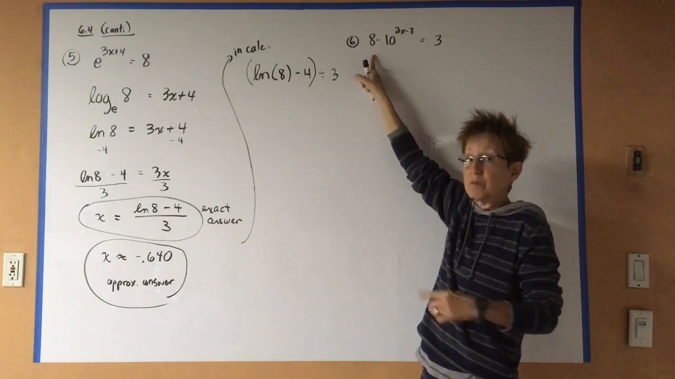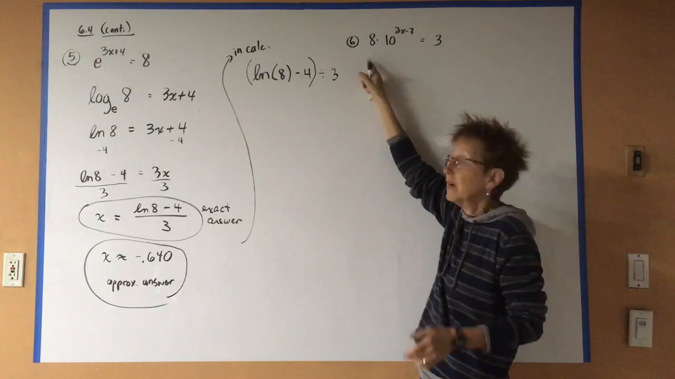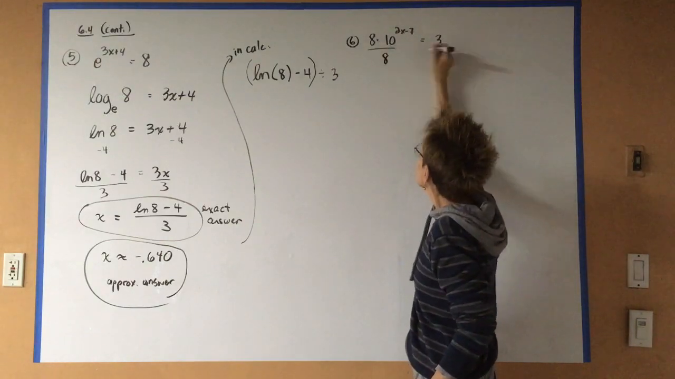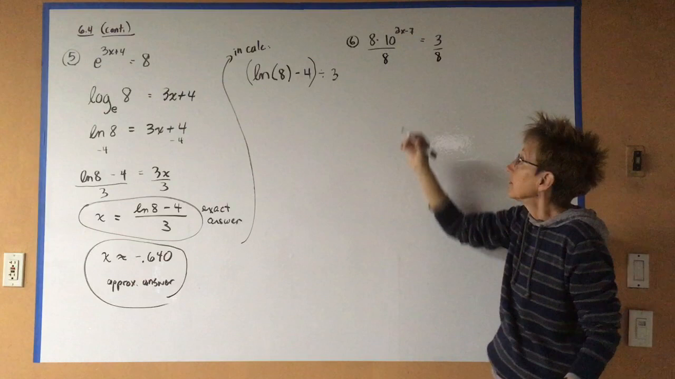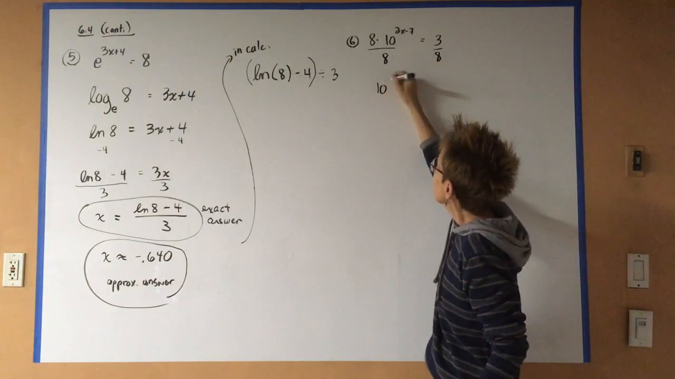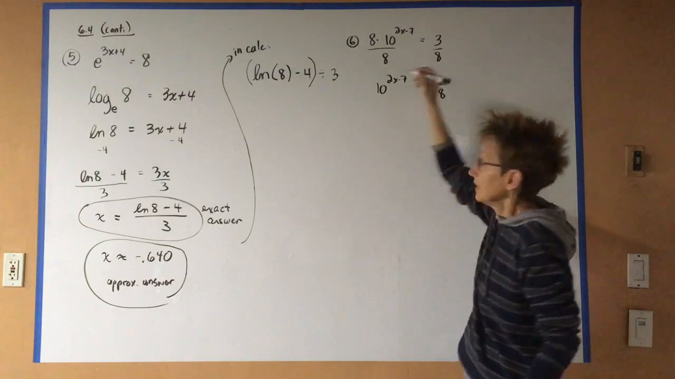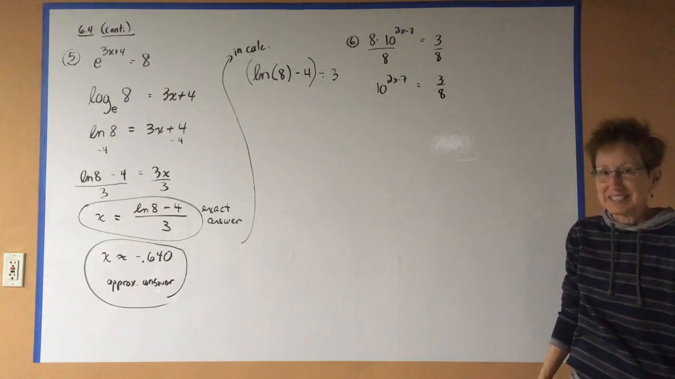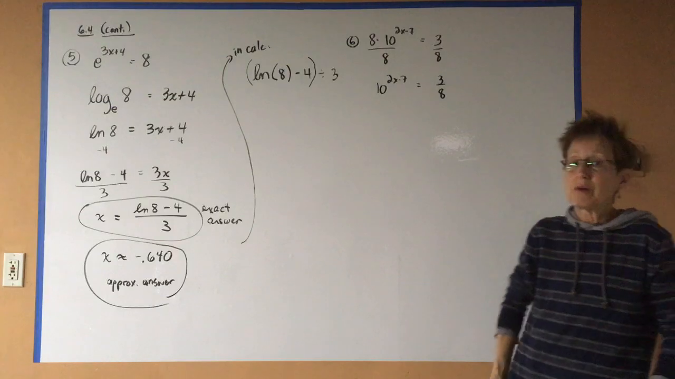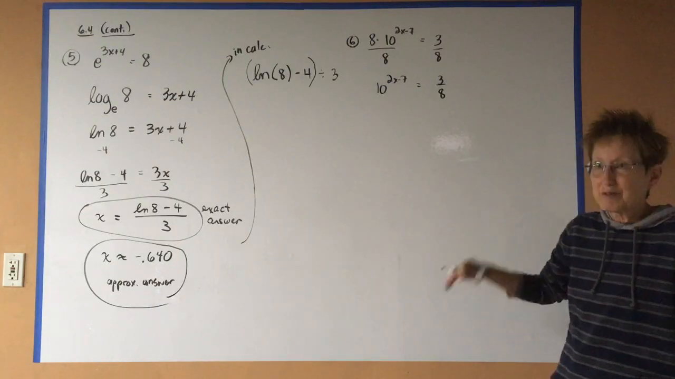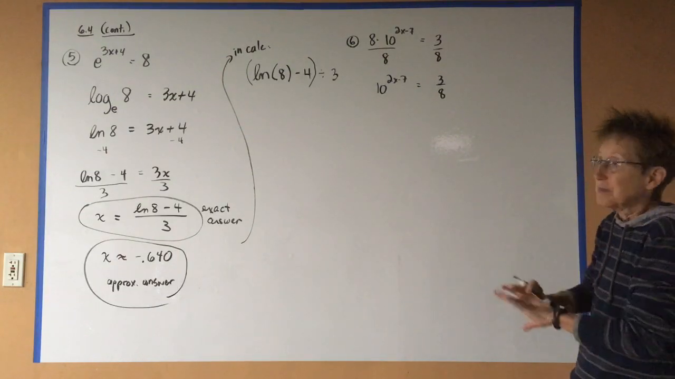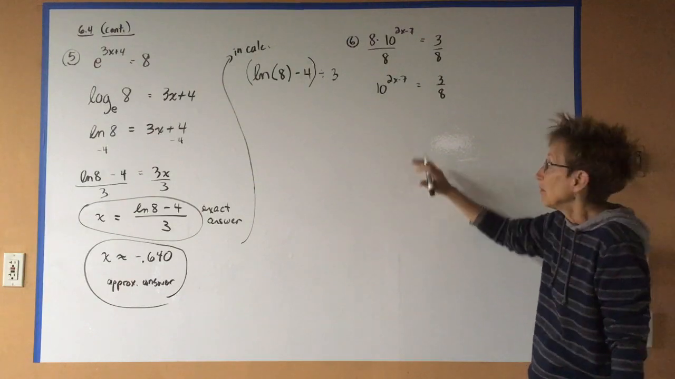What's the 8 doing? It's multiplying. So how do I get rid of it? I will divide. So I'm going to divide both sides by 8 to try and see what I've got going on here. So this becomes just 10 to the 2x minus 7 equals 3 divided by 8, 3/8. Don't turn it into a decimal and round it. Never, ever, ever round in the middle of a calculation, or in the middle of solving an equation or a problem.